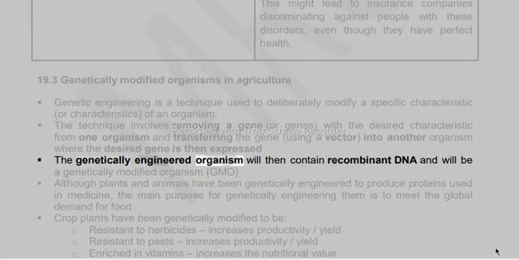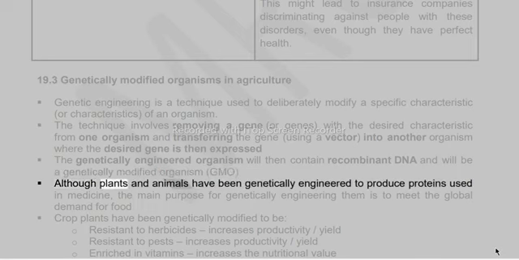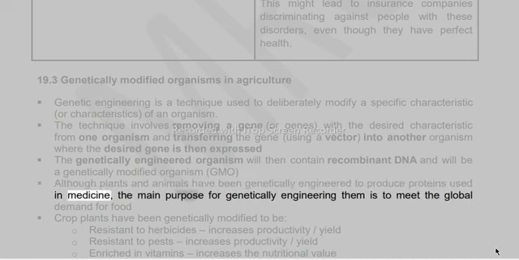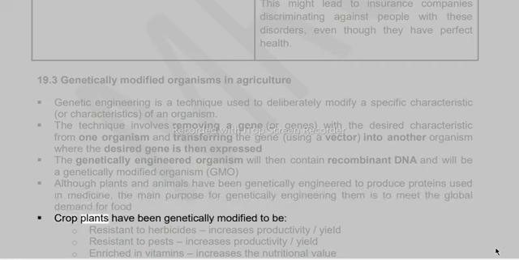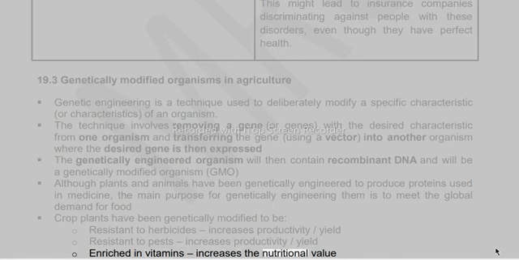The genetically engineered organism will then contain recombinant DNA and will be a genetically modified organism, GMO. Although plants and animals have been genetically engineered to produce proteins used in medicine, the main purpose for genetically engineering them is to meet the global demand for food. Crop plants have been genetically modified to be resistant to herbicides, which increases productivity and yield; resistant to pests, which increases productivity and yield; and enriched in vitamins, which increases the nutritional value.